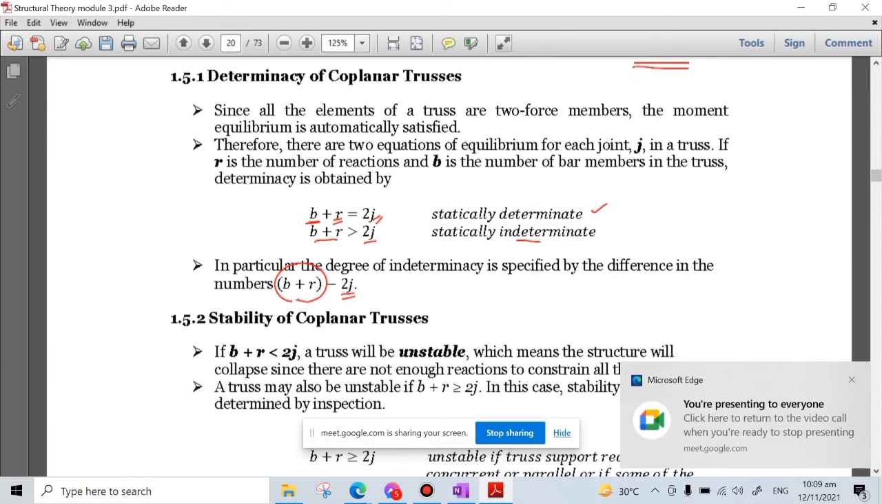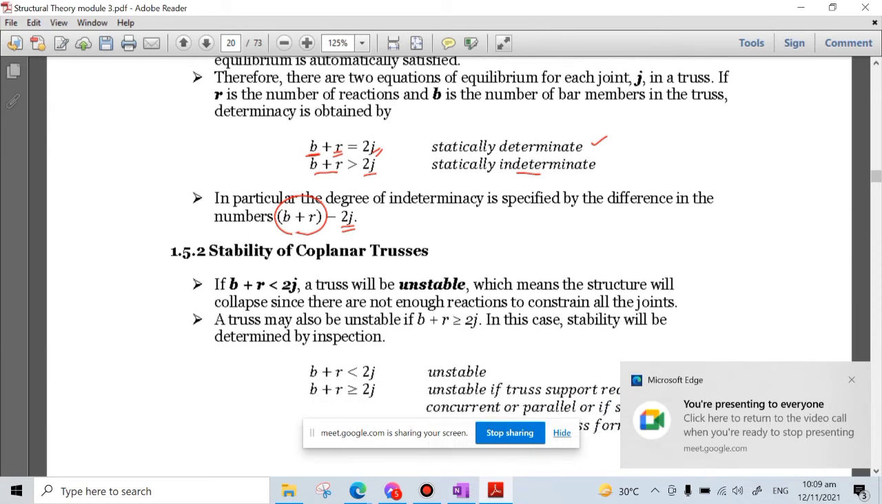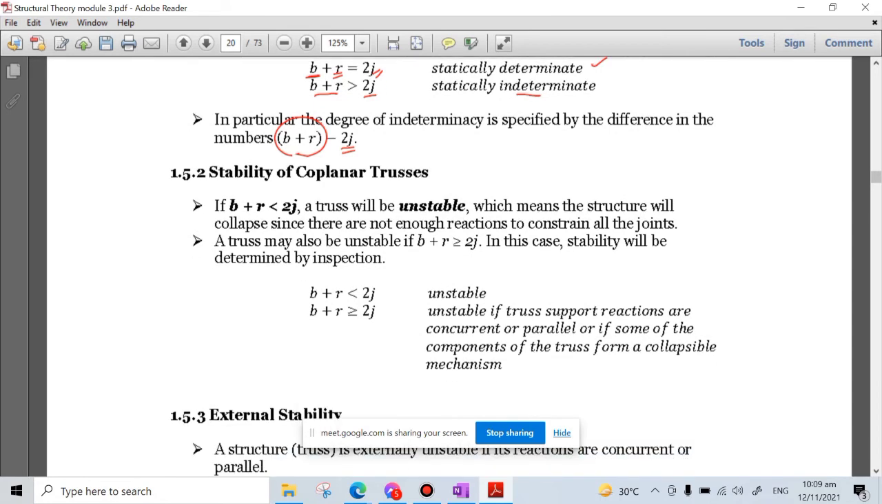Okay, yan. And pag-usapan naman natin stability. Pagdating sa stability, if the b plus r is less than 2j, no, that would be unstable. Sabi dito, if it is equal to, meaning that is determinate, if it is greater than, that is indeterminate, no? And after that, iti-check natin yung kanyang conditions.